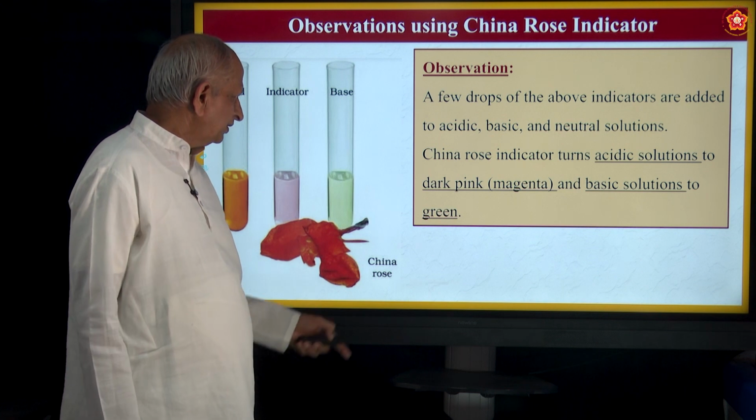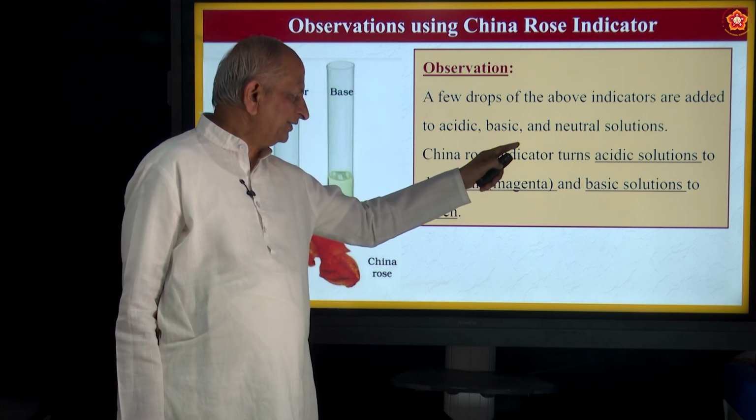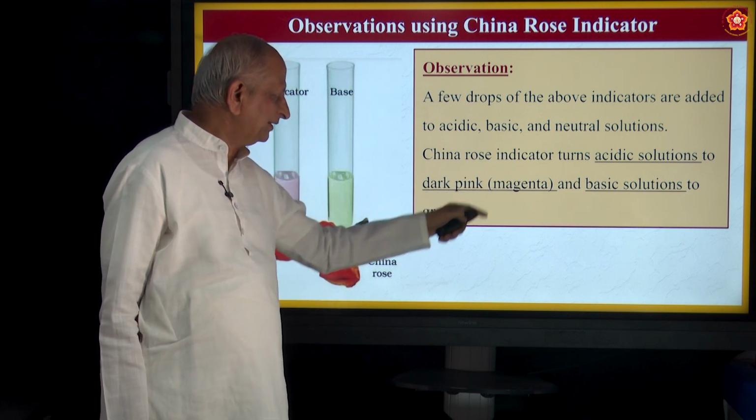Okay. So what do you do? China rose indicator turns acidic solution to dark pink.